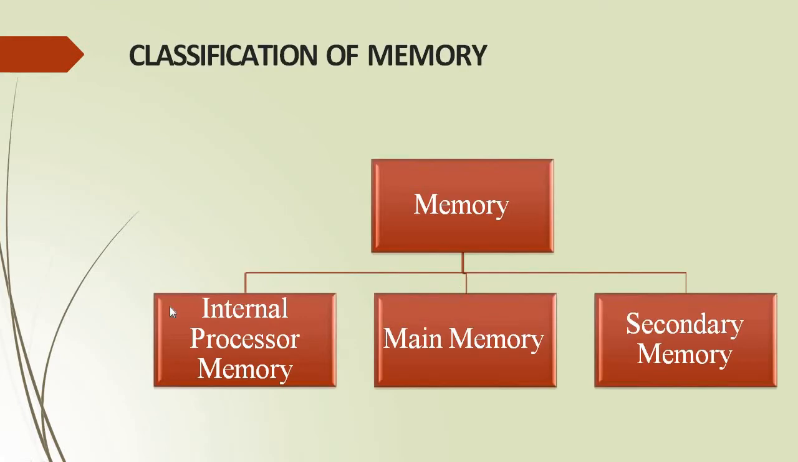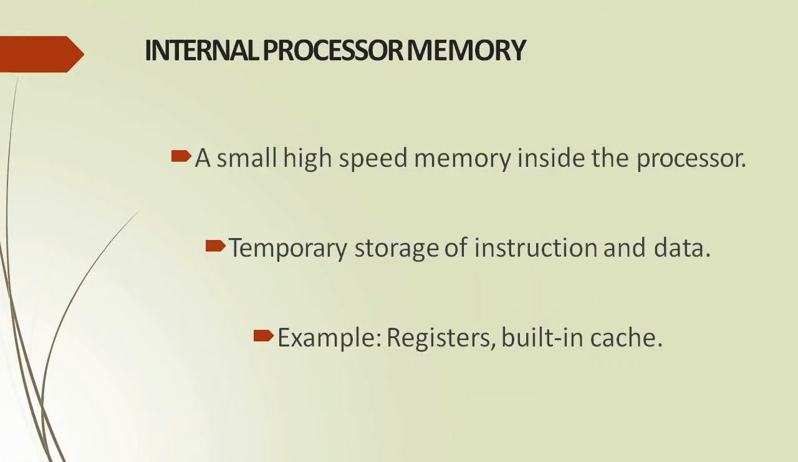So let's move on to the types of memory. Here is the classification of memory. Memory can be classified into three parts: internal processor memory, main memory, and secondary memory. Now we will learn one by one. First is the internal processor memory. Internal processor memory is a small, high speed memory inside the processor which temporarily stores instructions and data.